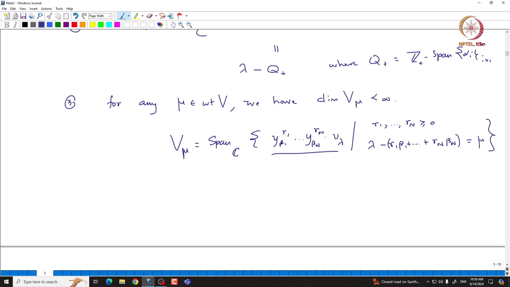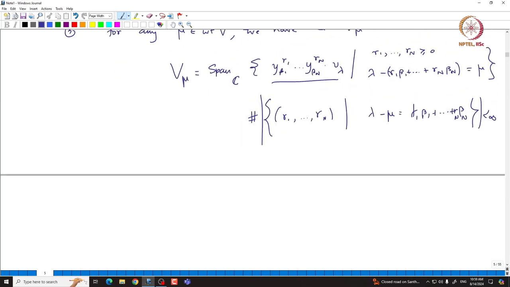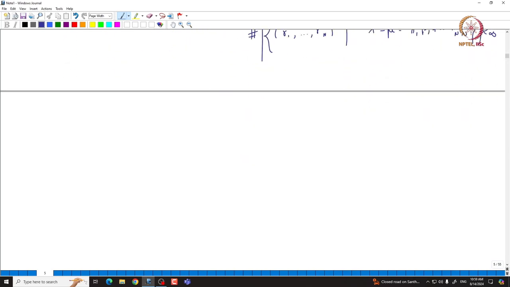So this vector has this weight. Once the vector weight matches with mu, you can take those elements and span them, then you get V mu. And the number of tuples r 1 etcetera r n, such that lambda minus mu equals r 1 beta 1 plus etcetera plus r n beta n, this number is indeed finite. So because of that we can see that the dimension of V mu must be finite, okay. This just comes from some general observation.